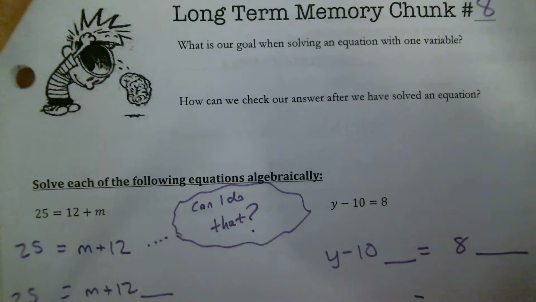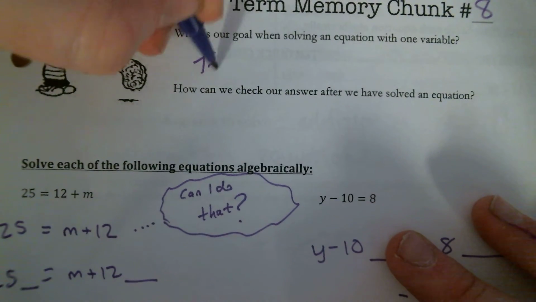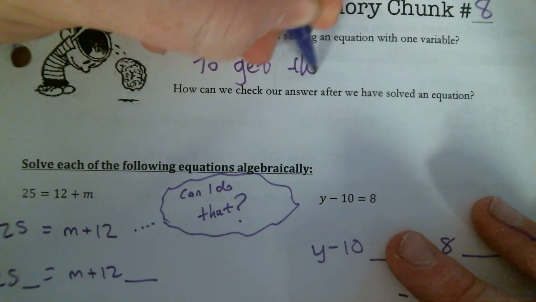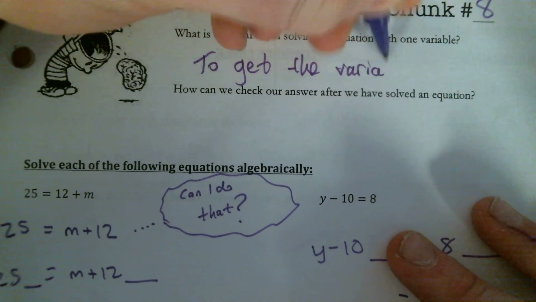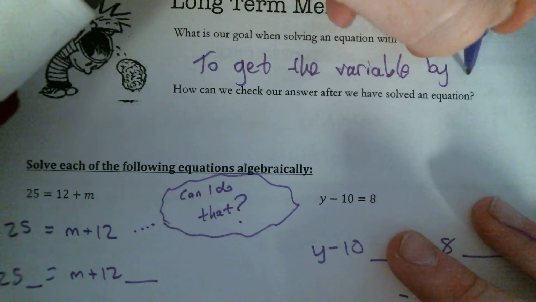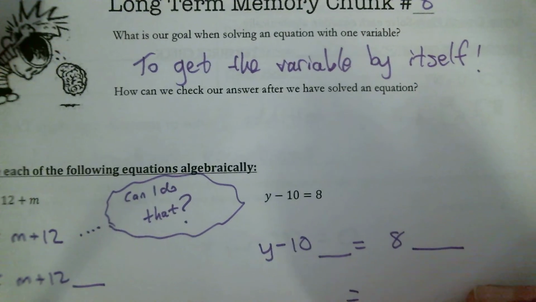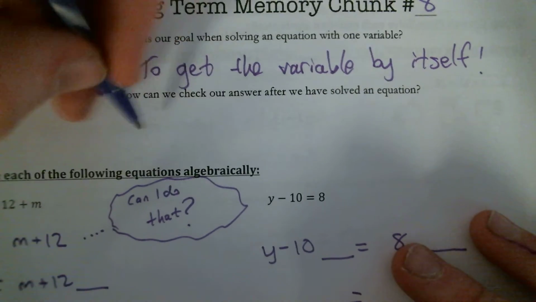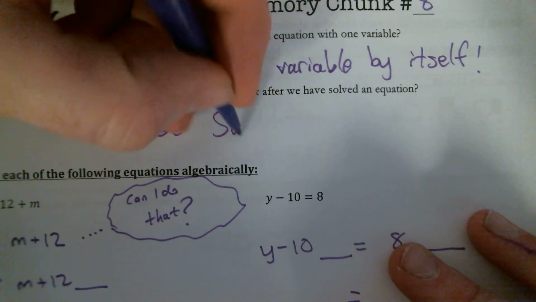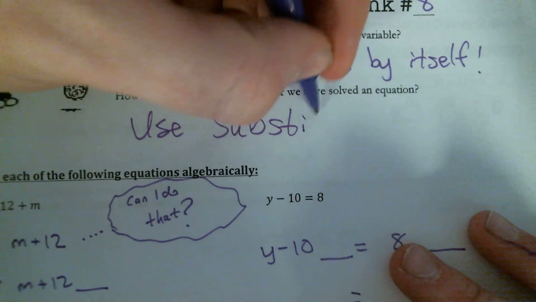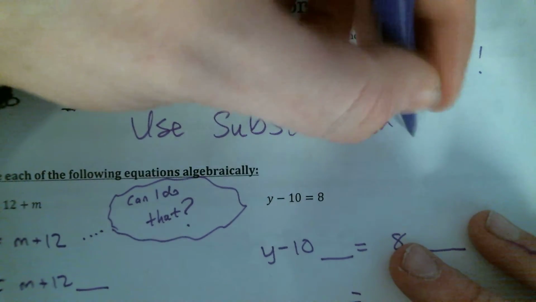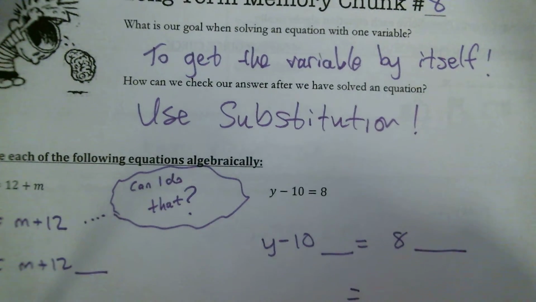Okay, what's our goal when solving an equation with one variable? To get the variable by itself. Huzzah! To get the variable by itself. How can we check our answer? We can use substitution. Use substitution.